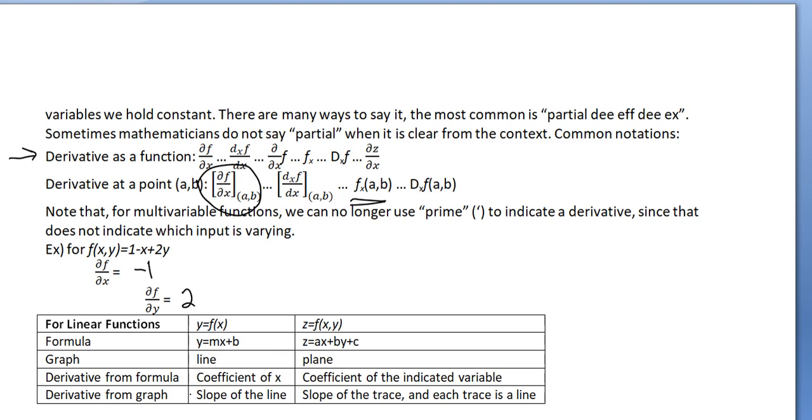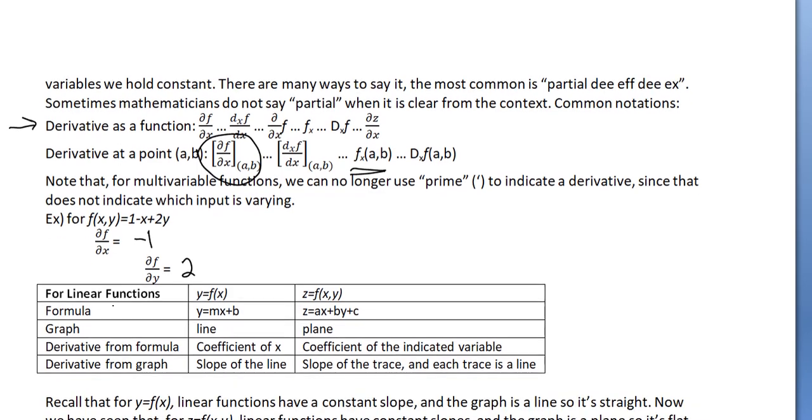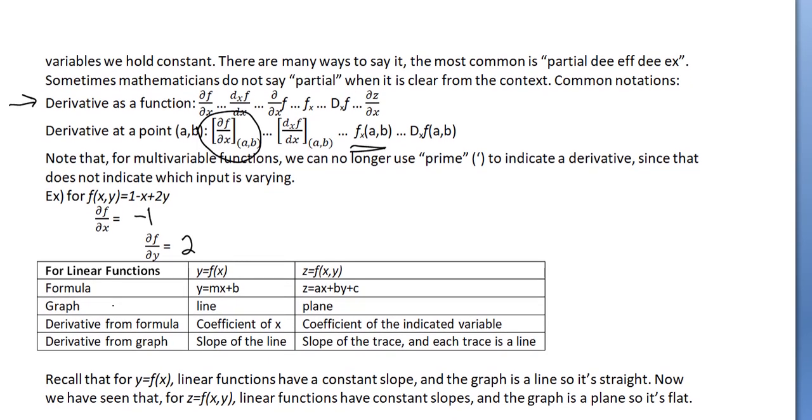And then looking at the graph, what's the derivative? Well, for y equals f of x, it's the slope of the line. And for z equals f of xy, it's the slope of a trace. And as we saw before, each trace in this case is going to be a straight line. So that sort of handles the case when we've got a linear function.